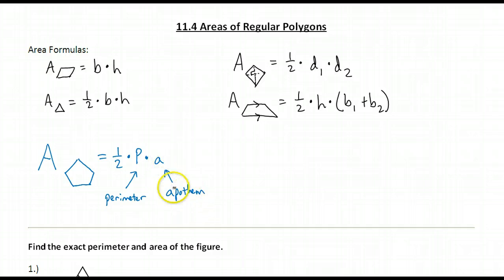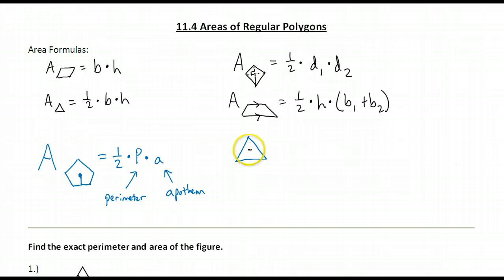The apothem is kind of like the radius of a regular polygon. It's going to start in the center of the regular polygon and connect to the midpoint of one of the sides. This formula works for all regular polygons.